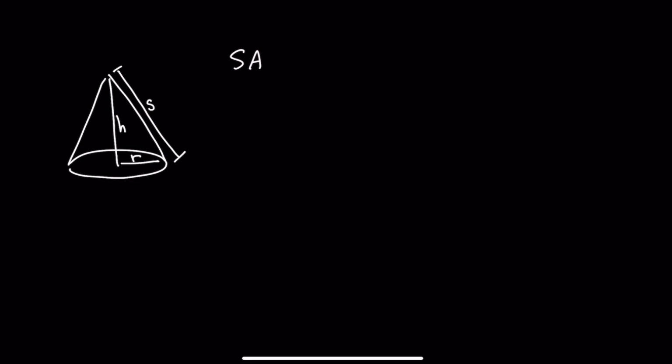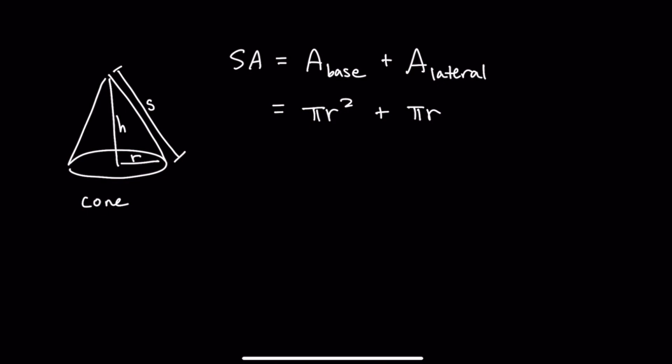So the surface area of a cone is going to equal the area of the base, which is the circle, plus the area of the lateral surface, which is kind of the rest of the area rotating around here. The area of the base is pi r squared, our area of a circle, and then the lateral surface is going to equal pi r times S.